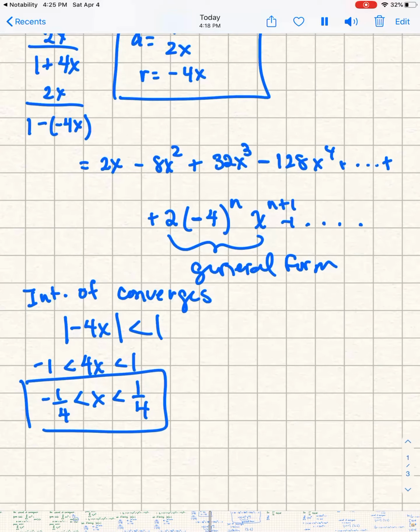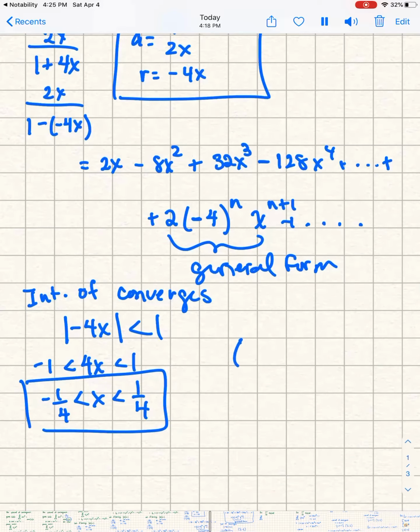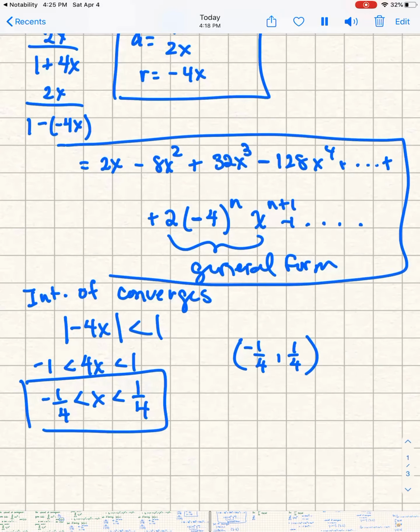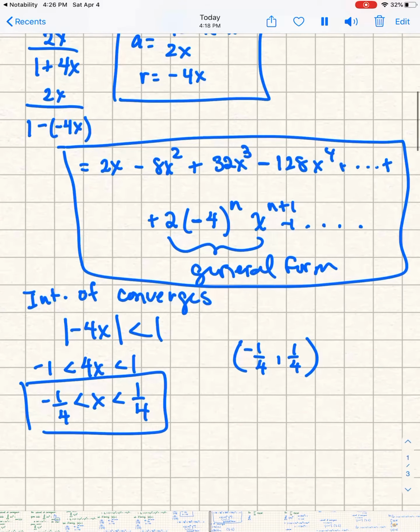If you divide all sides by 4, you have your interval of convergence to be -1/4 to +1/4, meaning that as long as you're picking numbers, the way we would write it as interval notation, between -1/4 and 1/4, then this series will converge, okay? So that should help you out with exercise 1, I should say.